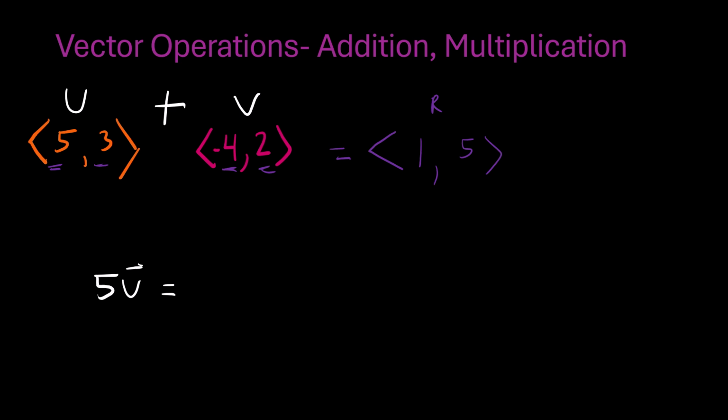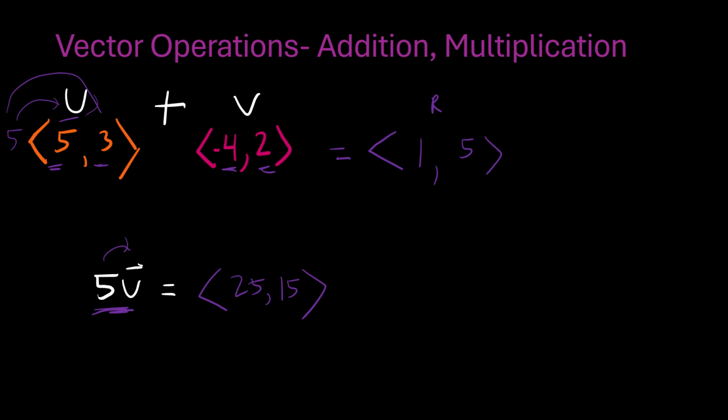Another thing you can do is, let's say we're working with just u, and they tell you to do 5 times u. For this one, you're just distributing the 5 inside, so you're multiplying it to the x and the y, so it'll be 25, 15. And that's really all there is to it.